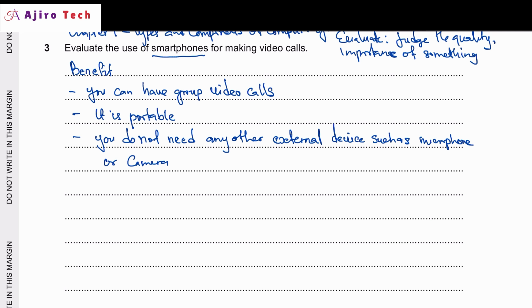Now, in terms of the calls are secured. Yeah, people use smartphones to make video calls with these video apps because there's more secure calls than doing the physical calls, right? So there's more security in the calls. All right.